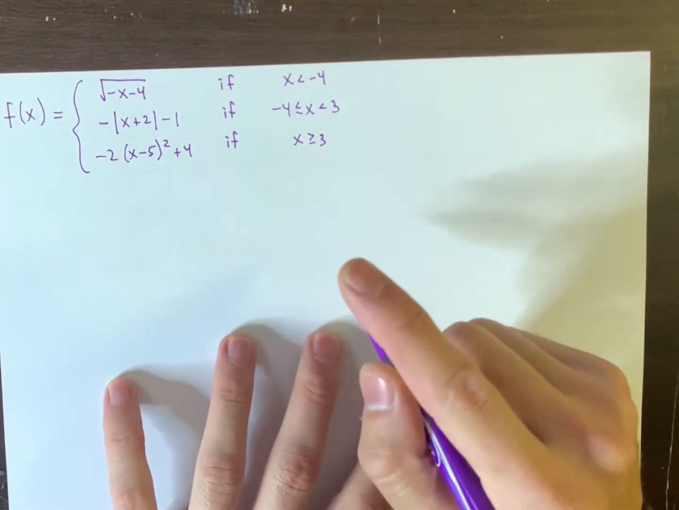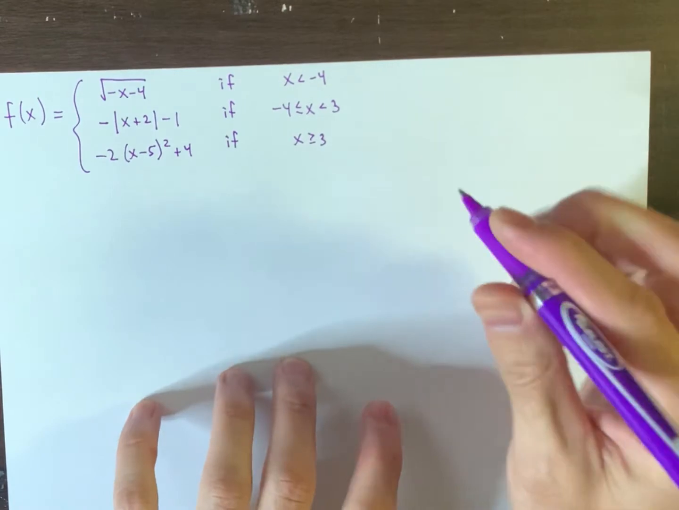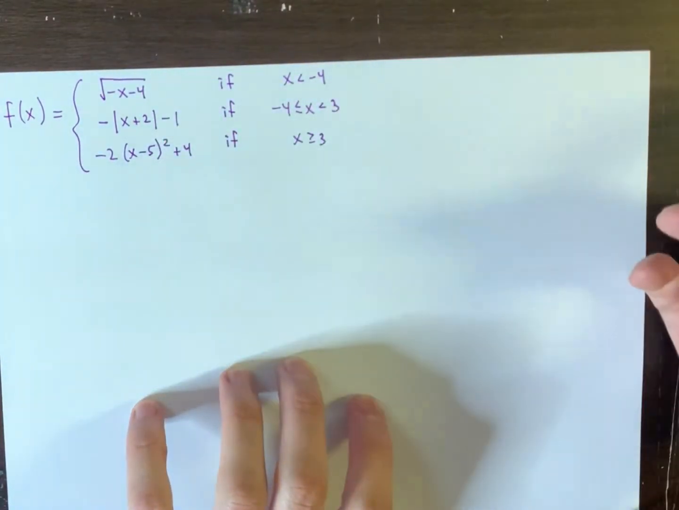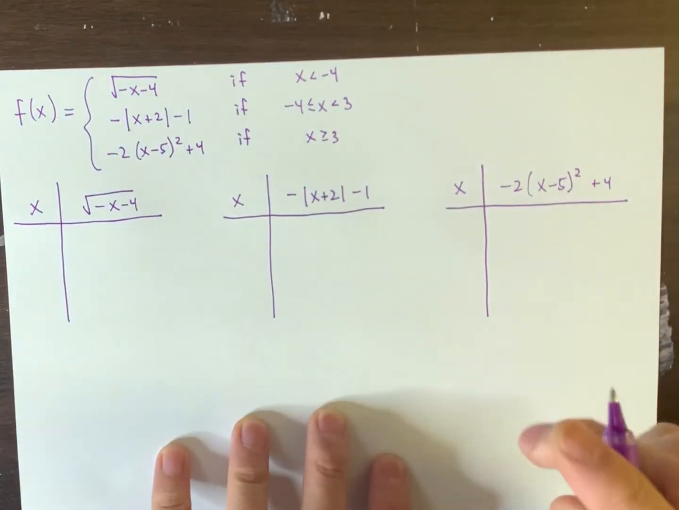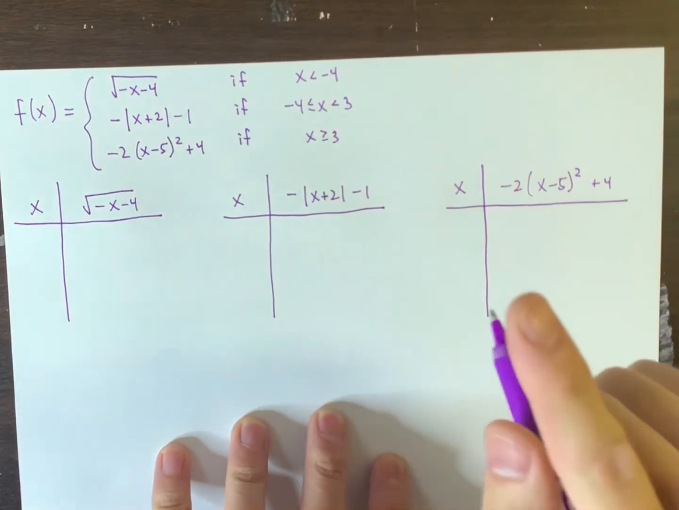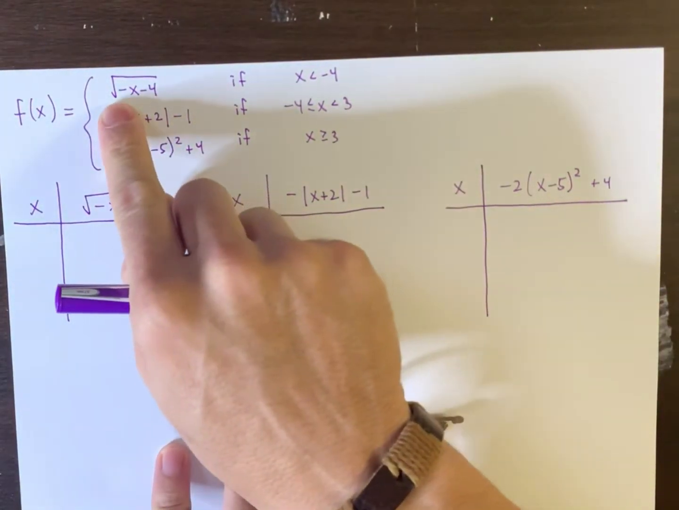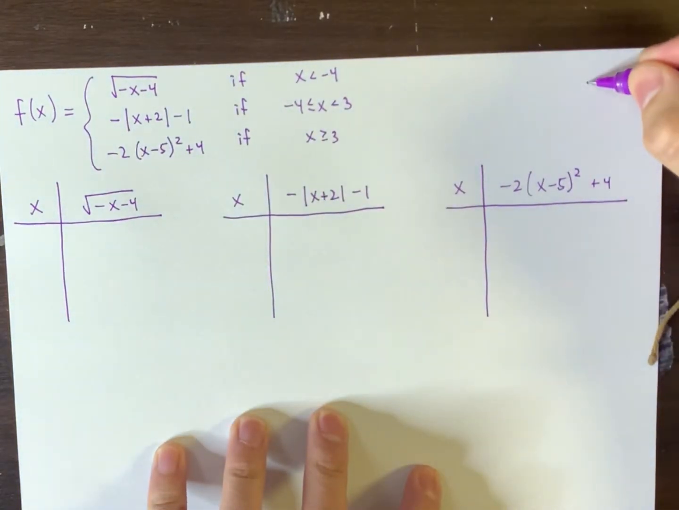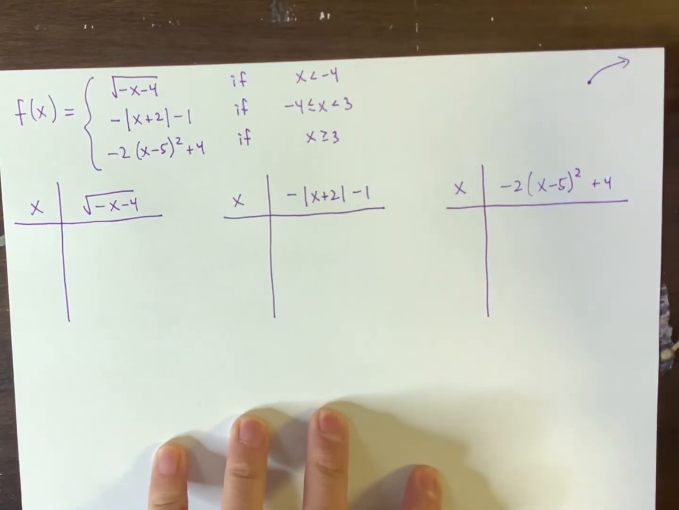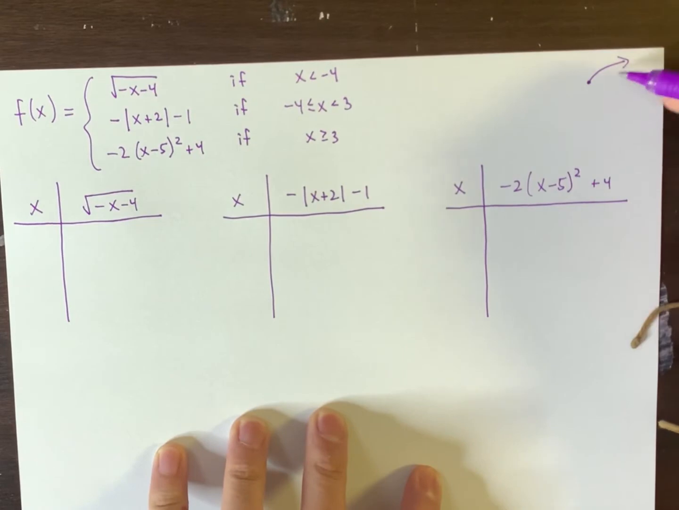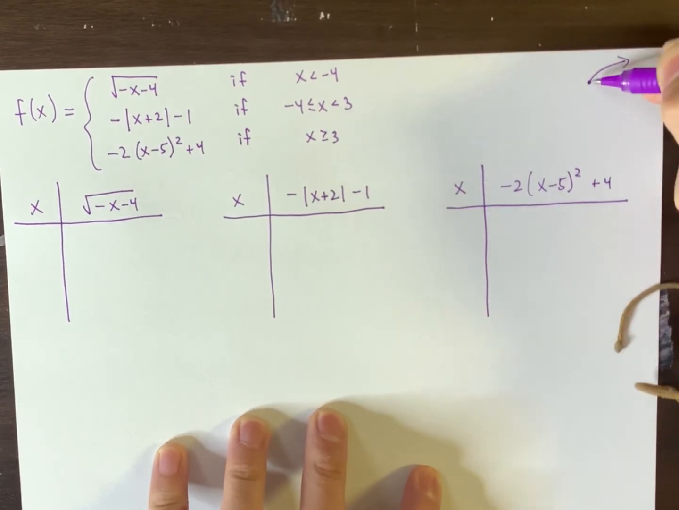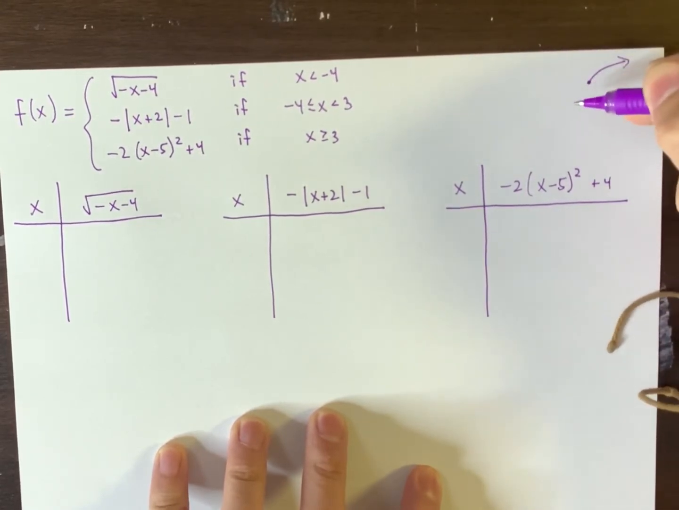What I would do is make a table of values for each of the 3 pieces. Now, before we go any further, just a quick note. It's really helpful to be able to recognize the parent functions. You see, that's a square root symbol. And a square root function tends to look something like this. Sometimes it points up right, sometimes down right, sometimes up left, sometimes down left.